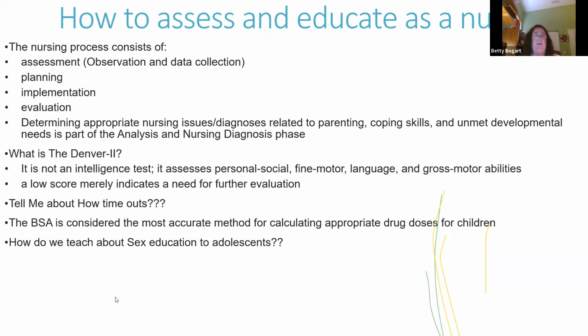Now, Denver II, this is a misunderstood test. It does not look at intelligence. No, what it does is evaluate their personal-social, fine motor, language, and gross motor abilities, which is growth and development, right? And if the score is low, they can implement early intervention: speech, physical therapy, occupational therapy. Again, timeouts, 1 minute per year. And we do milligrams, micrograms per kilograms for calculating dosages, but the most accurate is actually the BSA, okay?